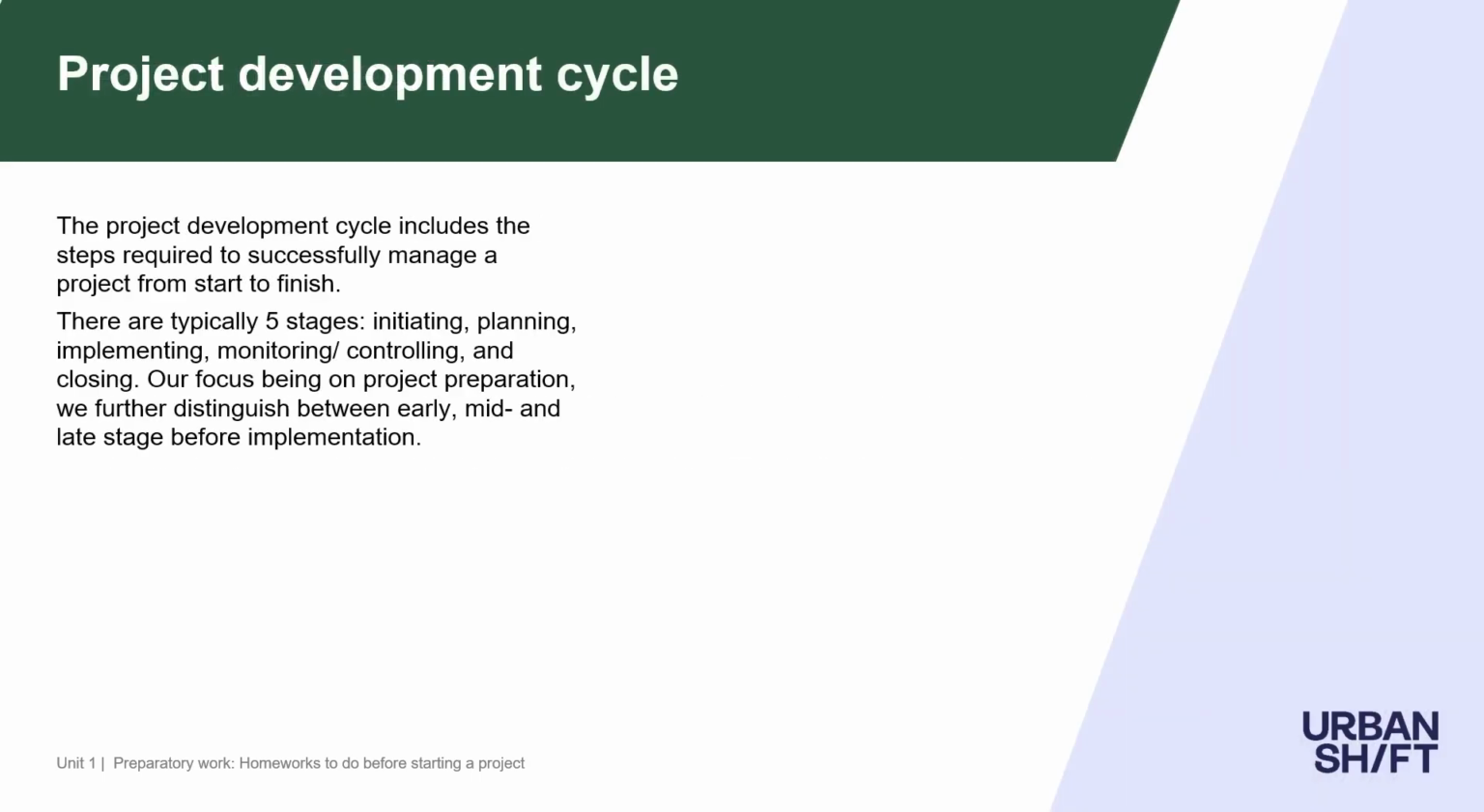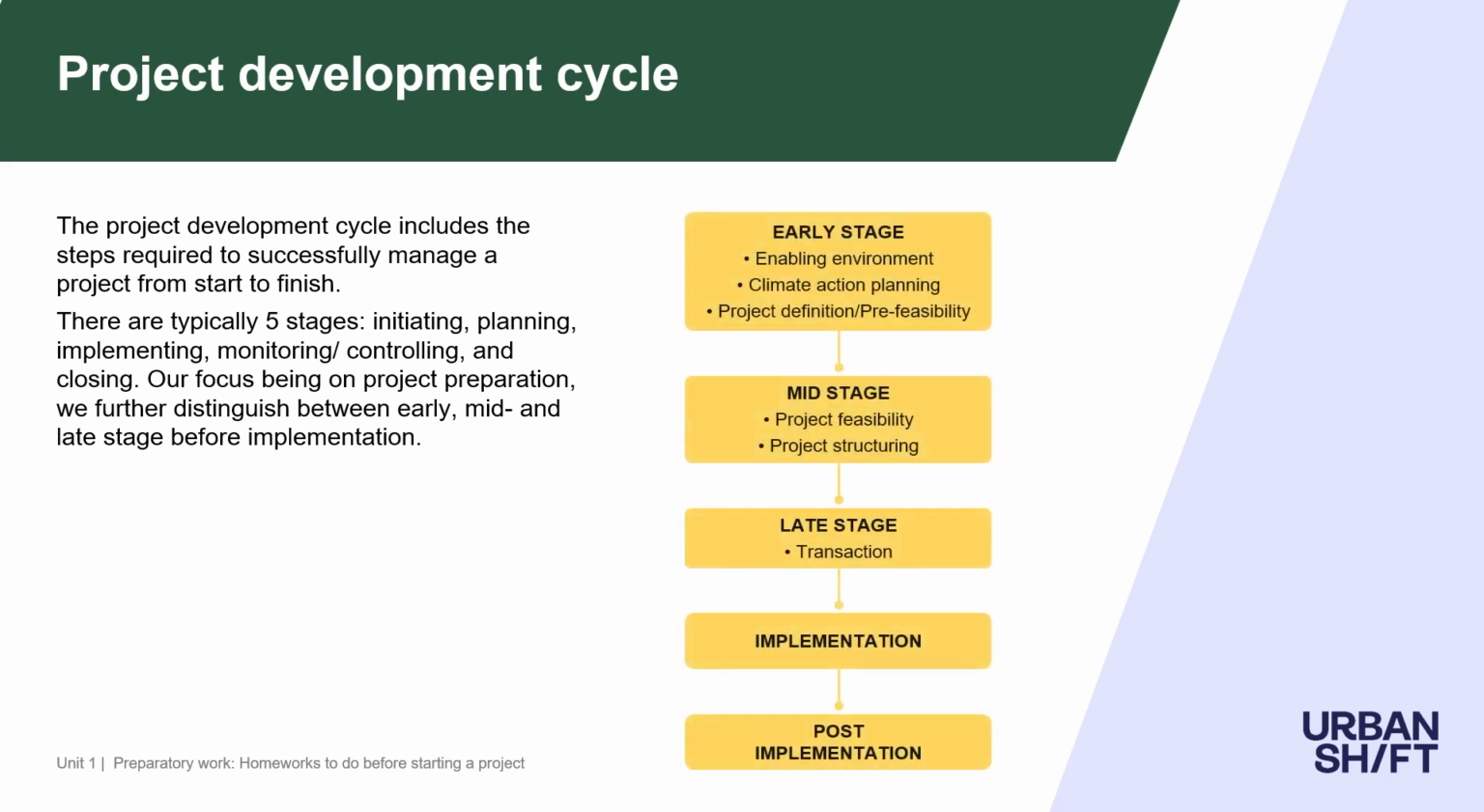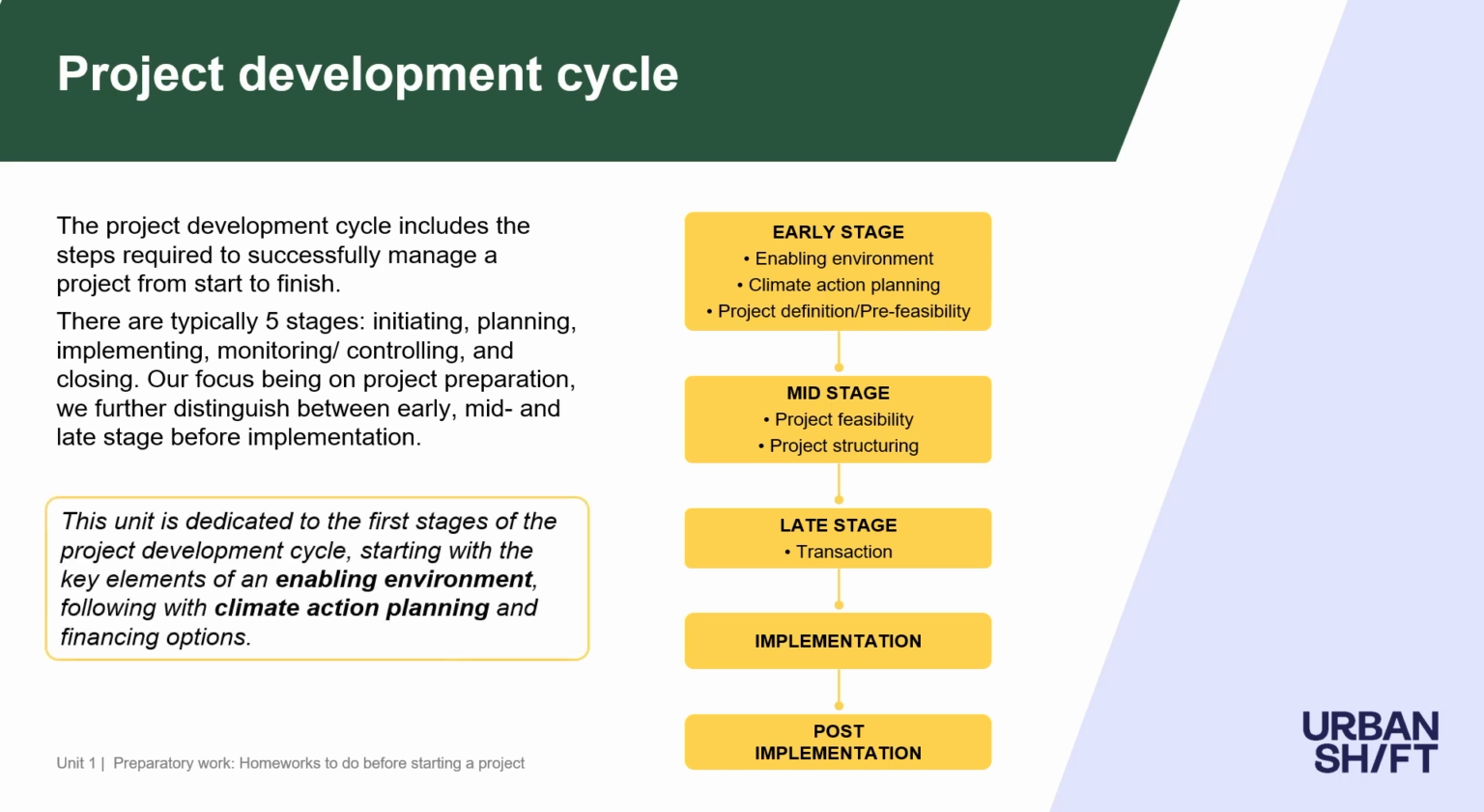Accessing finance requires solid project concepts, thus the preparatory work before starting a project plays a key role. The project development cycle can be divided into 5 stages: early stage, mid-stage, late stage, implementation, and post-implementation. This unit covers the earliest steps of project development, starting with the key elements of an enabling environment and climate action planning. The other stages and related activities will be covered in the next unit.